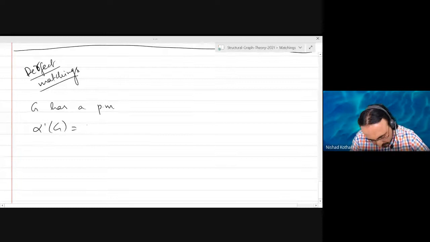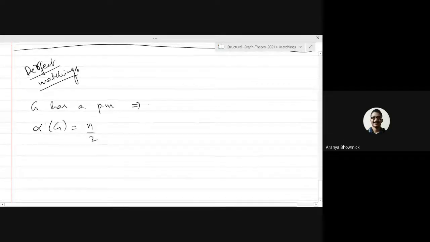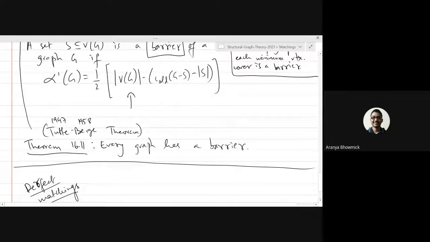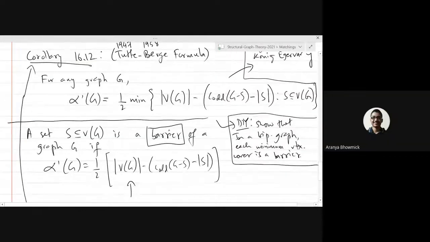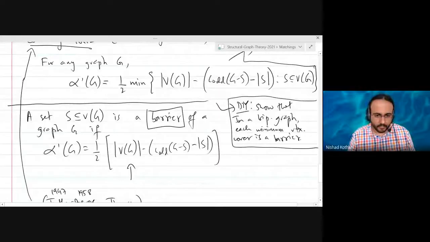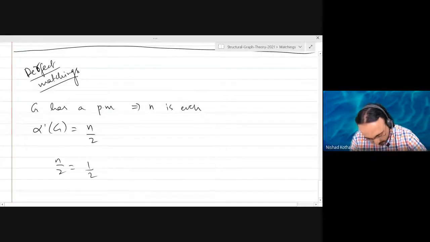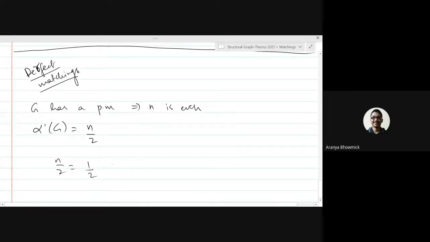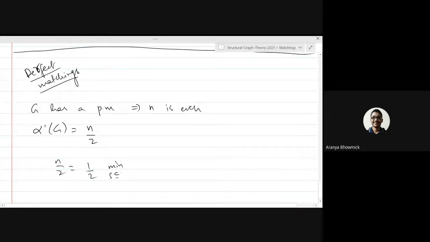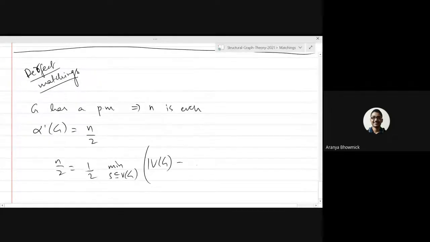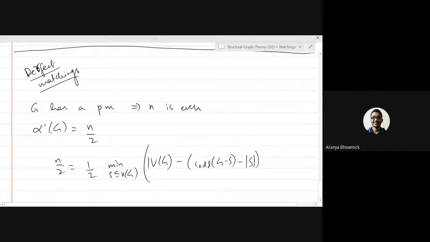Then if we plug this into the Tutte-Berge formula, we get n/2 equal to half of something. From there, we can say that n will be equal to the minimum over S of |V(G)| minus (c_odd(G minus S) minus |S|). So we can say that this minimum quantity is exactly n.